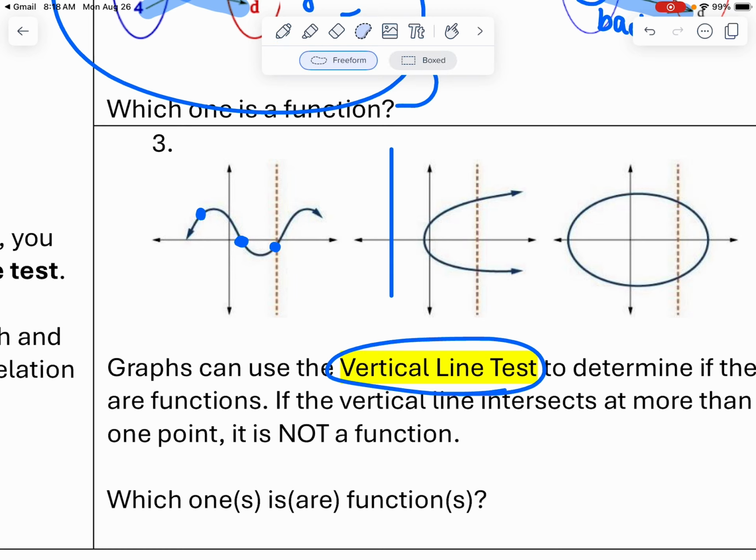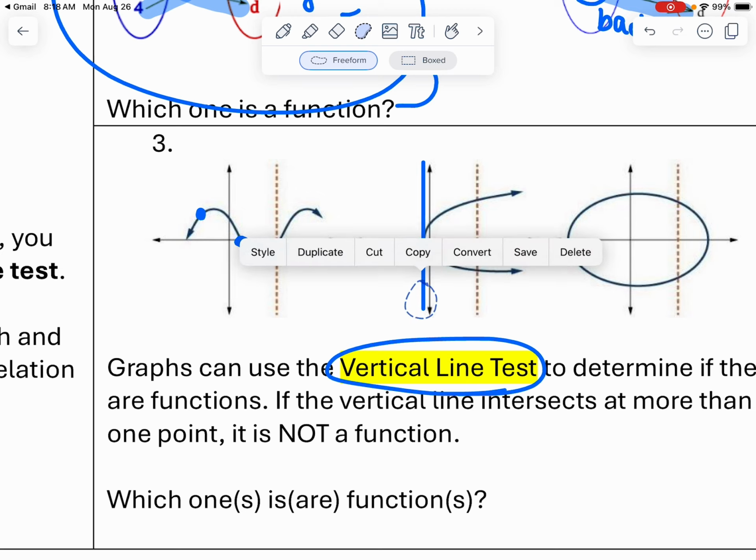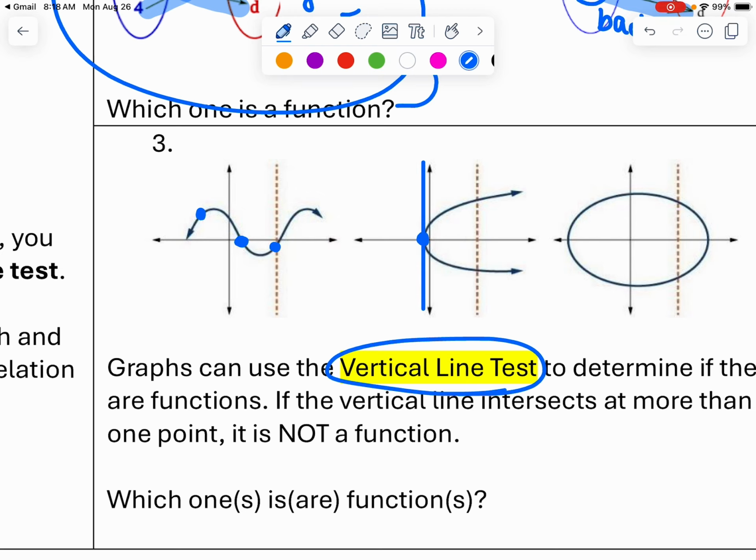Now I'm going to move it over here. When I put it right here, you can say, hey, it only touches once there. 100% I agree with you. But now let's take our vertical line and move it here. See how it touches the relation or the graph twice? That automatically means no, it's not a function.